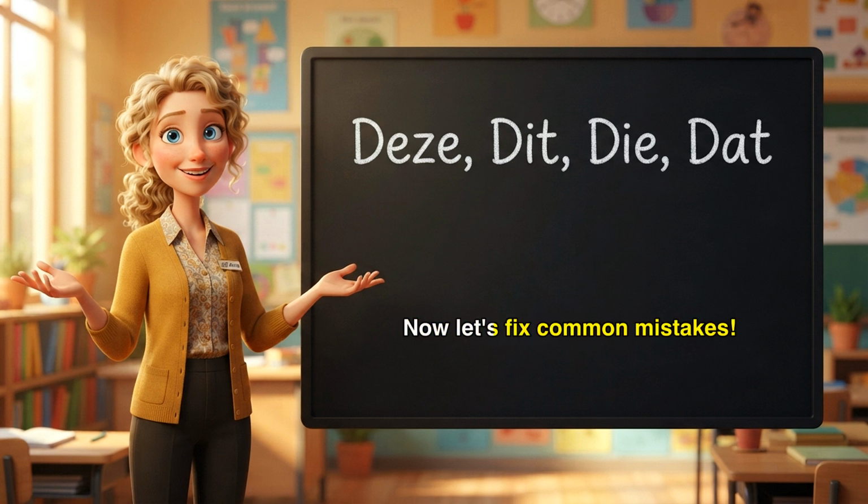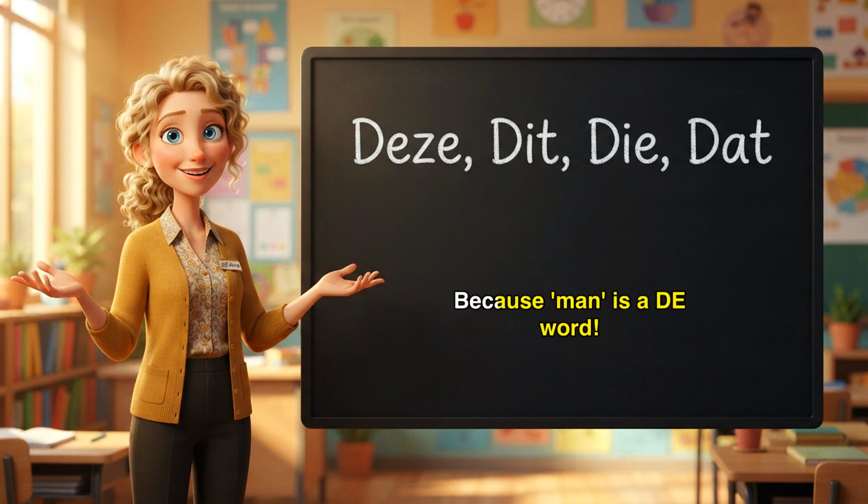Now, let's fix common mistakes. First mistake, saying dit man. Why is dit man wrong? Because man is a de word. So you must say, deze man is here. This man is here.